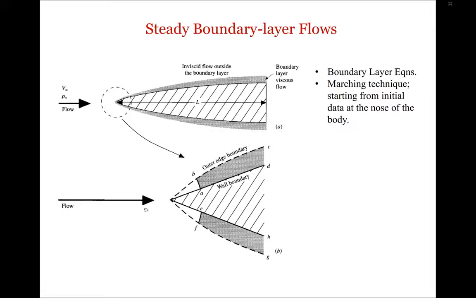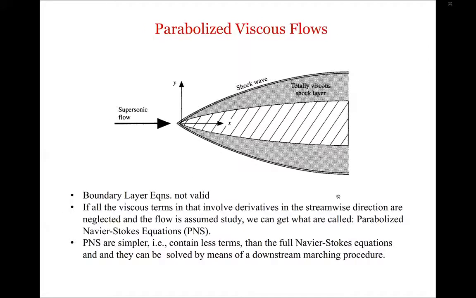When there is a flow, there must be a wall boundary and an outside edge boundary. Now, parabolized viscous flow. When I take the flow as supersonic, this region is the shock wave, and this region is the viscous shock layer. I will explain it again. When there is a supersonic velocity, this layer is due to shock waves, and this region is known as the viscous shock layer.